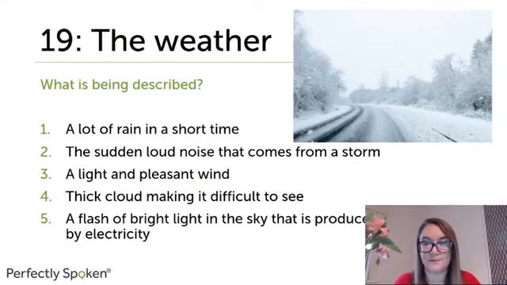And to practice, I'm going to give you 5 weather descriptions and I want you to tell me what weather is being described. So number 1, a lot of rain in a short time. 2, the sudden loud noise that comes from a storm. 3, a light and pleasant wind. 4, thick cloud making it difficult to see. And 5, a flash of bright light in the sky that's produced by electricity. So pause the slide and think about what type of weather is being described.